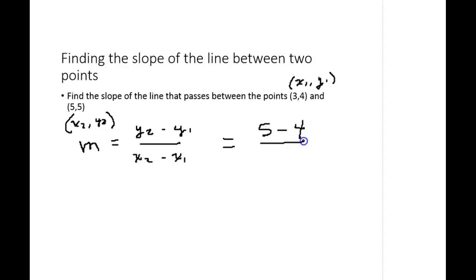So to find the slope, I'm going to take my second y, which was a 5 there, 5 minus my first y, which was a 4. I'm going to divide it by my second x, which was 5. Subtract my first x, which was 3. So 5 minus 4 over 5 minus 3. So my slope is 1/2. That's the answer. What is the slope of the line that passes through (3, 4) and (5, 5)? It's 1/2. Let's do another one of these.